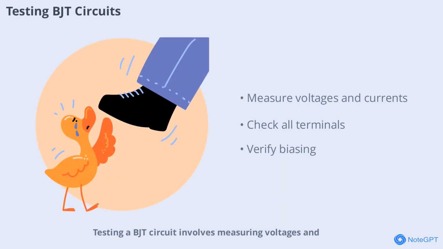Testing a BJT circuit involves measuring voltages and currents at various points to ensure proper operation. Using a multimeter, you can check the base, collector, and emitter voltages as well as the current through each terminal. This helps identify issues and verify that the biasing is correct.